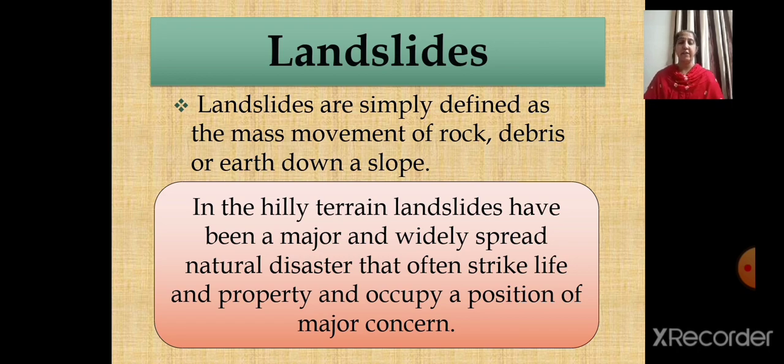Now, they often take place in conjunction with earthquakes, floods, and volcanoes. Due to natural calamities, actually, these landslides happen. A prolonged spell of rainfall can also cause a heavy landslide that can block the flow of a river for quite some time. Then, the formation of river blocks can cause havoc to the settlements downstream on its bursting. So in the hilly terrain, landslides have been a major and widely spread natural disaster that often strike life and property and occupy a position of major concern.